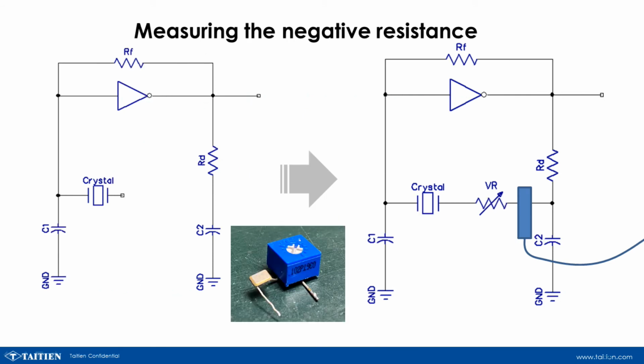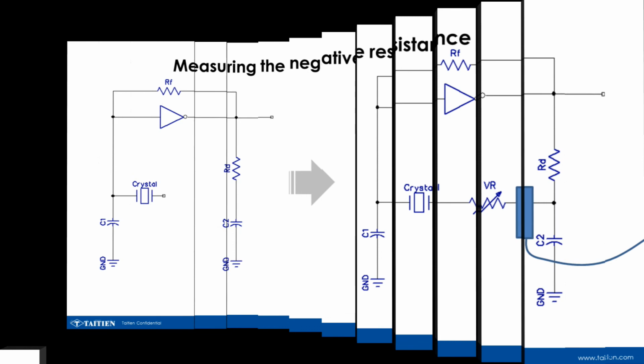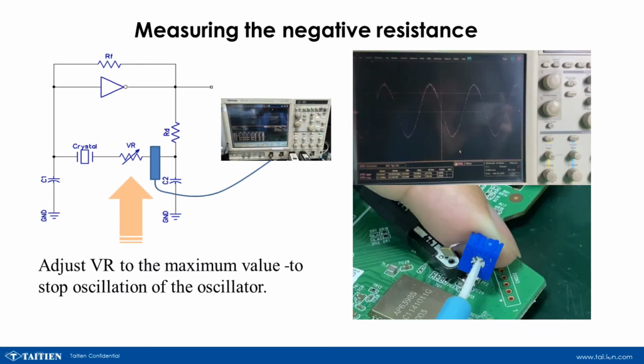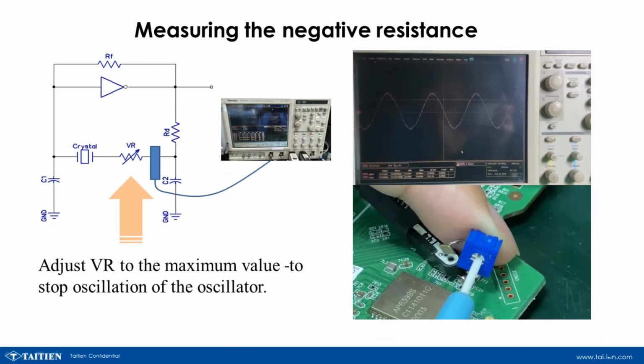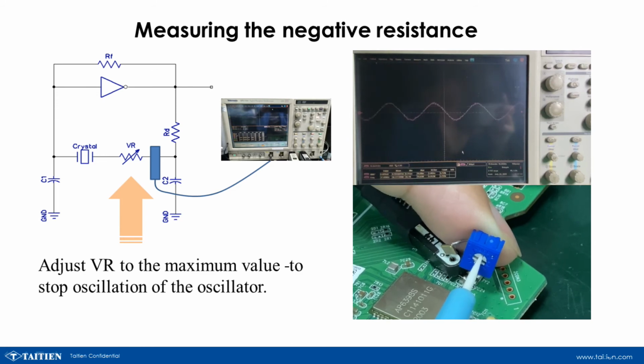Finally, we need to measure the negative resistance of the oscillation circuit. Before measuring the negative impedance, a variable resistor and a current probe must be connected in series to the quartz crystal and the circuit. Connect the current probe to the oscilloscope for observation.